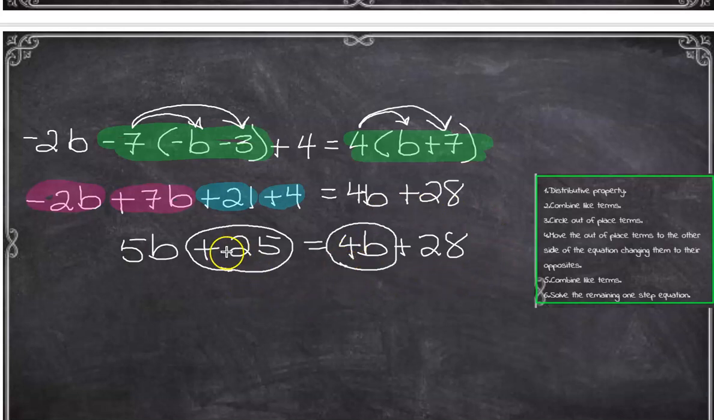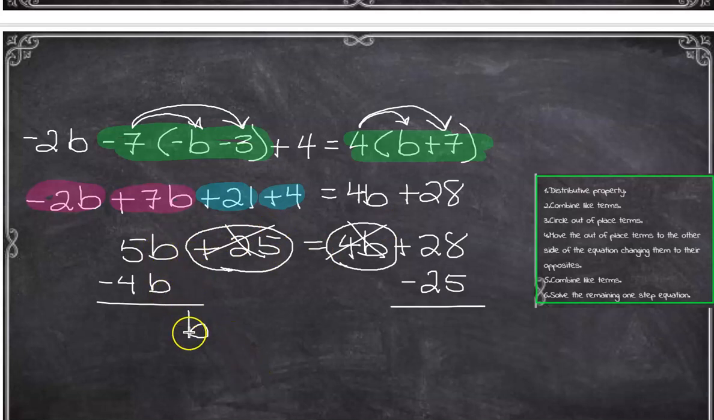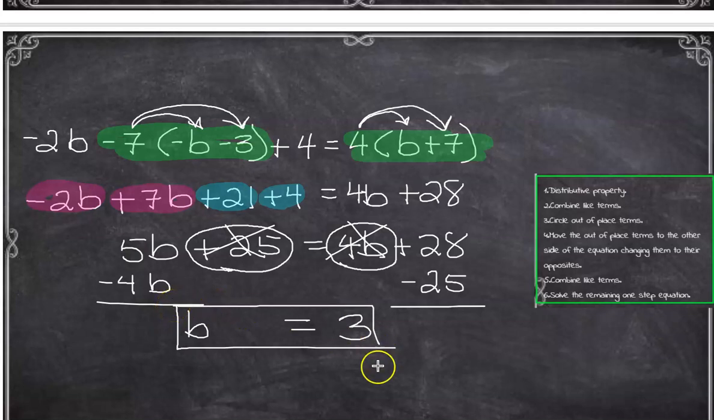Okay? And then I'm going to add the opposite, which is negative 25 on this side. I'm going to add the opposite, which is negative 4b on this side. I'm done with this and this. 5b minus 4b is 1b. Bring down your equals. And then 28 minus 25 is 3. So b equals 3. And that's it.